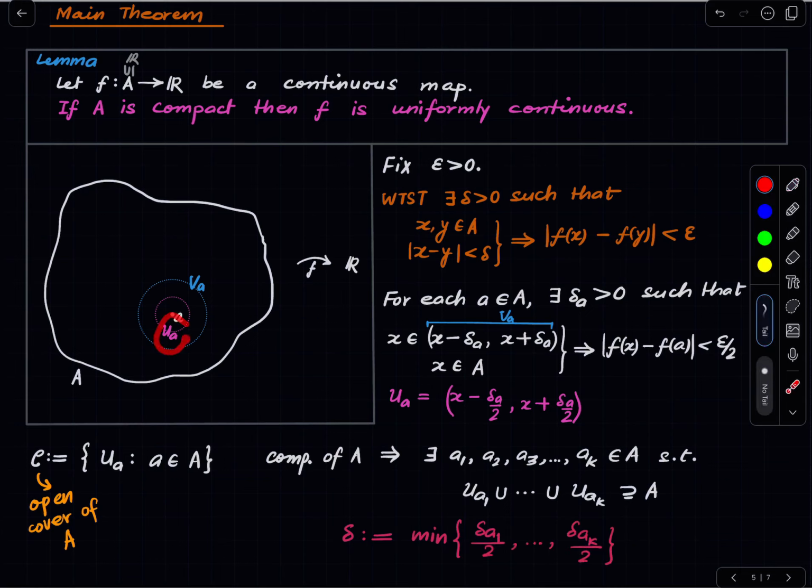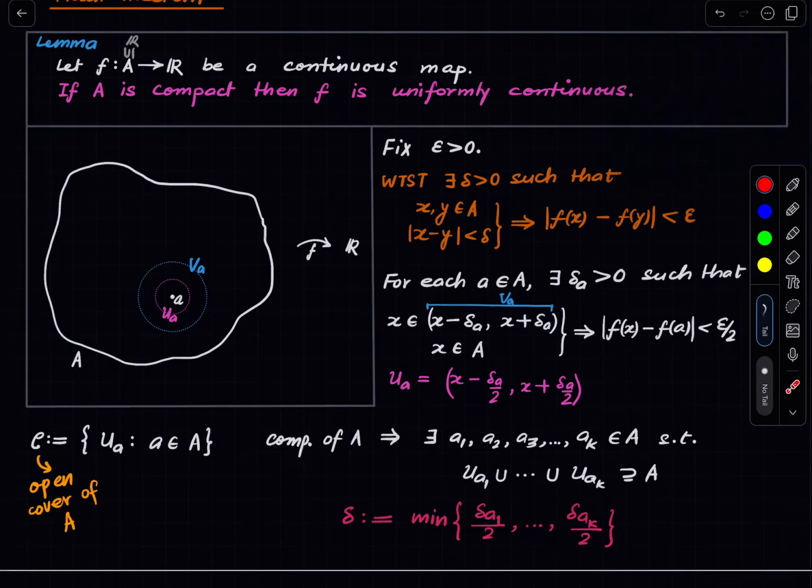So the pink balls together cover the entire A. We are choosing delta as the smallest radius of all these pink balls. Delta A1 by 2 is the radius of the pink ball UAI or UA1. So delta is the smallest radius of all these pink balls, and this is our claimed delta. We'll show that this delta works, meaning whenever we pick 2 points which are less than distance delta apart, the image points are less than epsilon apart. So that is how the proof will finish.